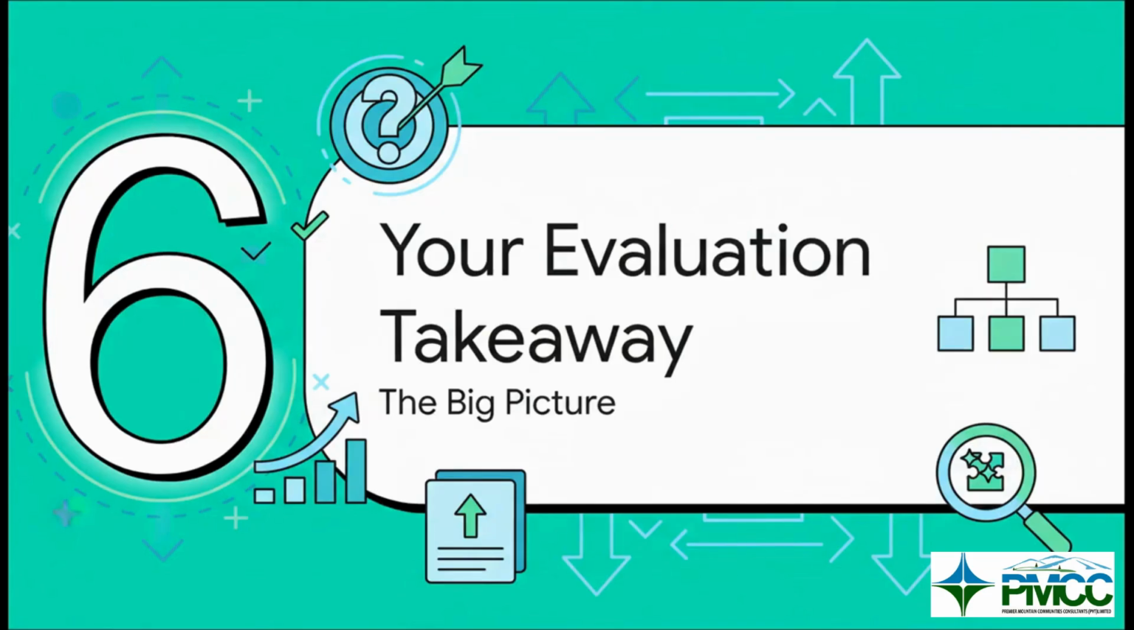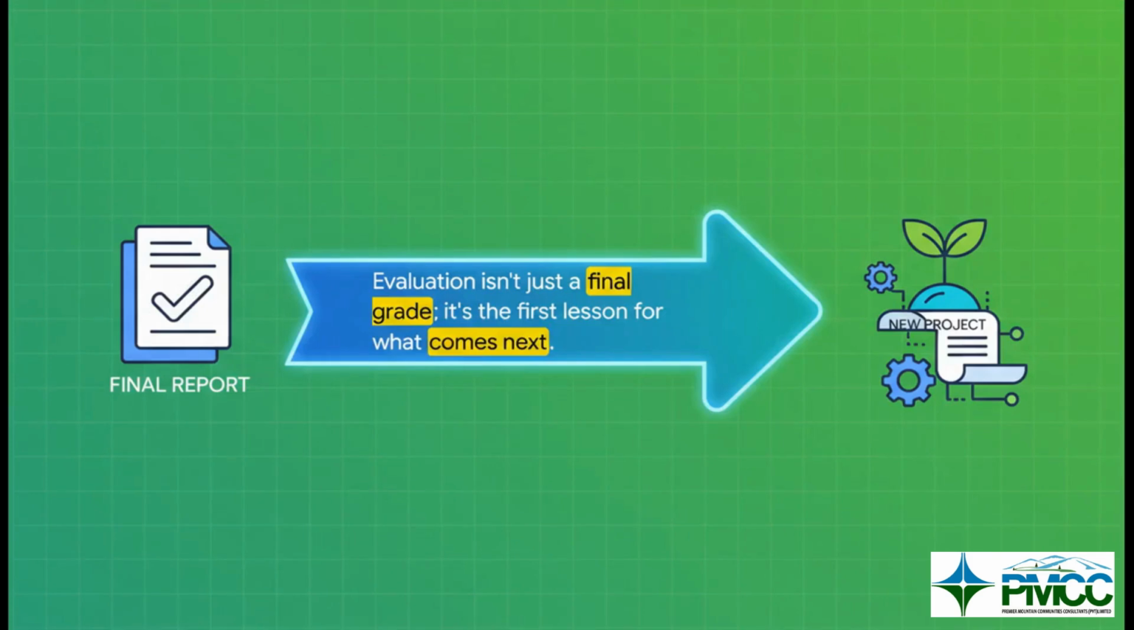So, after all of that, what's the one big idea we should really take away from all this? What's the bottom line here? Here it is. The most important takeaway is this. Stop thinking of evaluation as a final grade. Think of it as the first lesson for your next project. It's not about judgment. It's about getting smarter. The final report on one project is really just the first chapter in planning the next one.